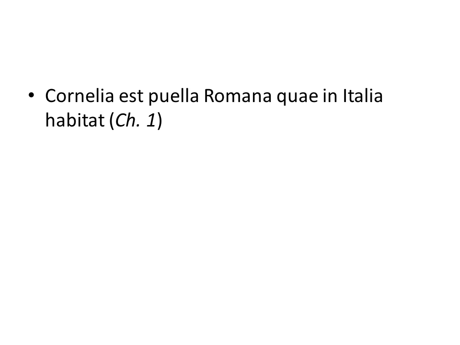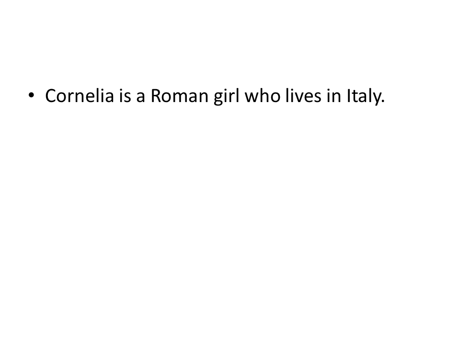Here's a sentence from chapter 1 of Ecce Romani. Cornelia est puella Romana quae in Italia habitat, which you'll remember we translated as Cornelia is a Roman girl who lives in Italy. We can break this sentence down into actually two clauses, a main clause and a subordinate clause, which is going to be a relative clause.